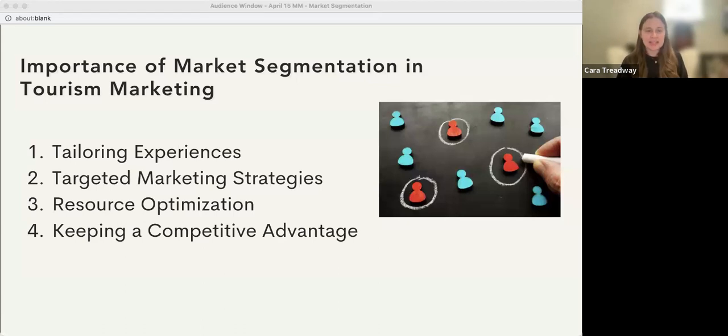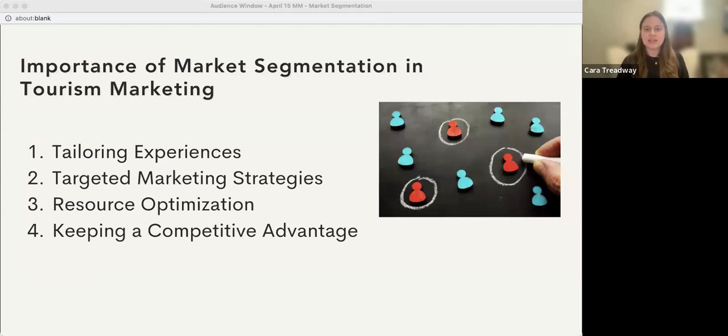And then secondly, by segmenting our markets, we can develop targeted marketing strategies. And these are targeted campaigns that really resonate with specific groups, which will ultimately lead to more effective communication. So it really helps to ensure that your messaging is strong, it's impactful, which leads to stronger brand loyalty.